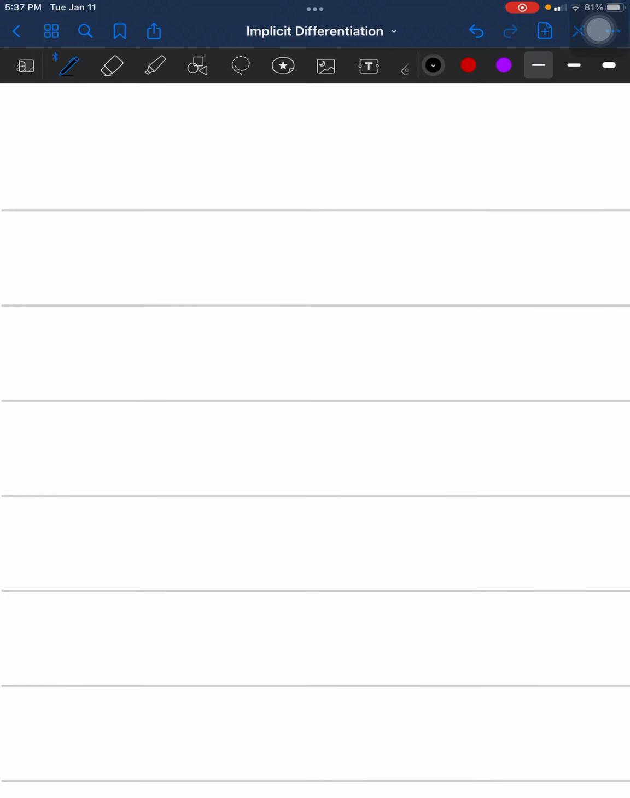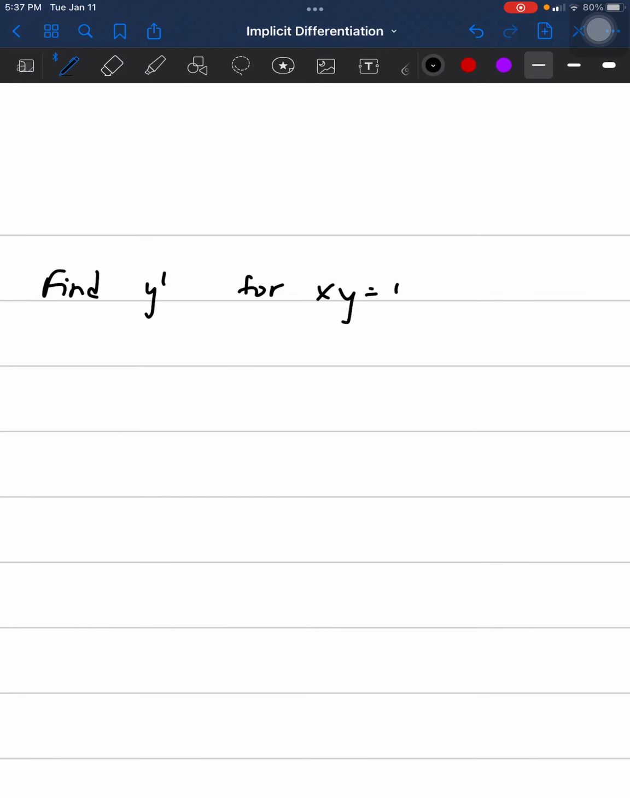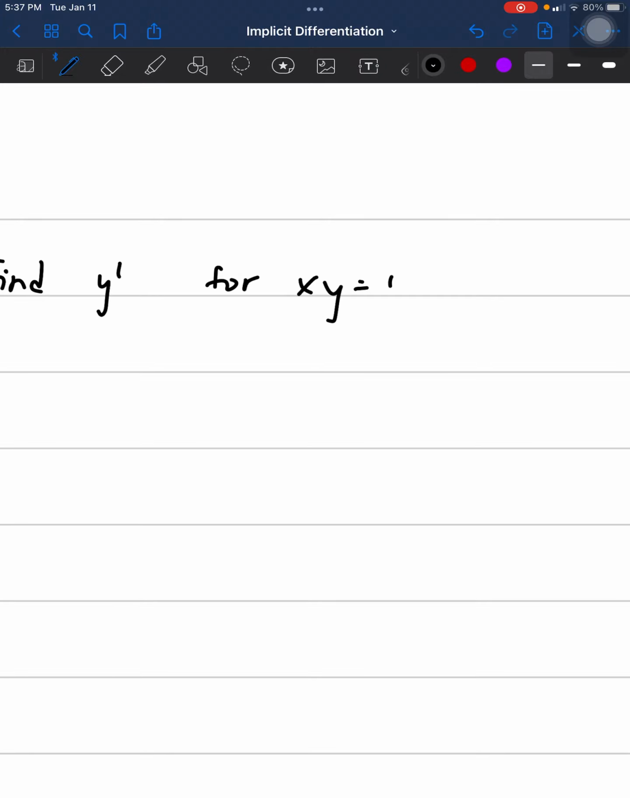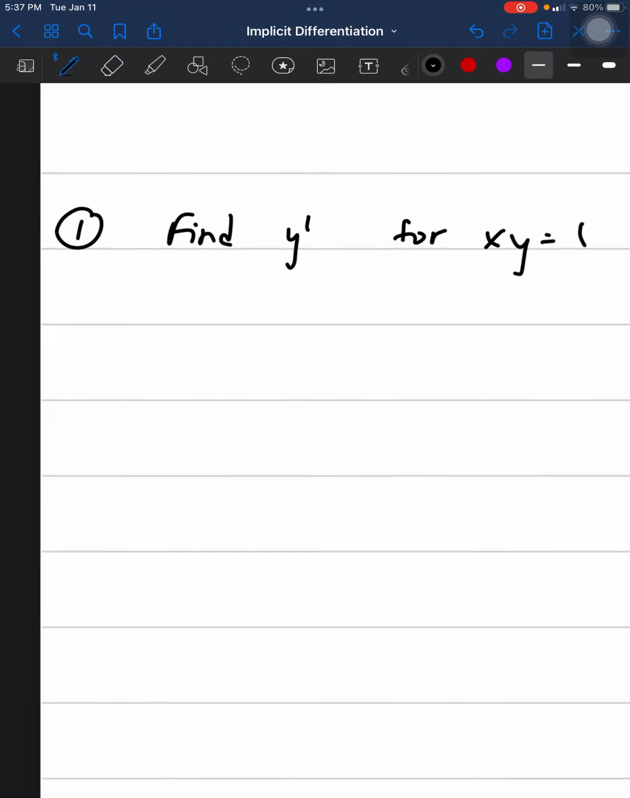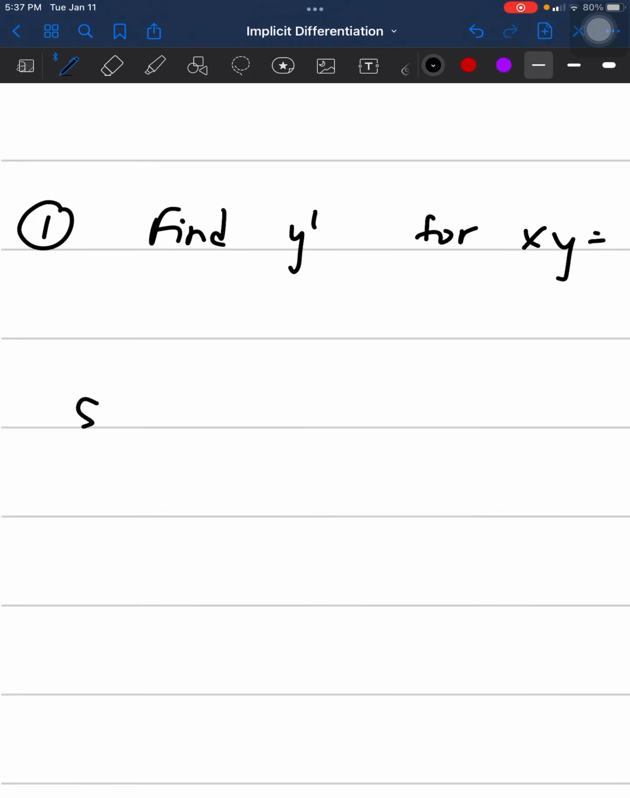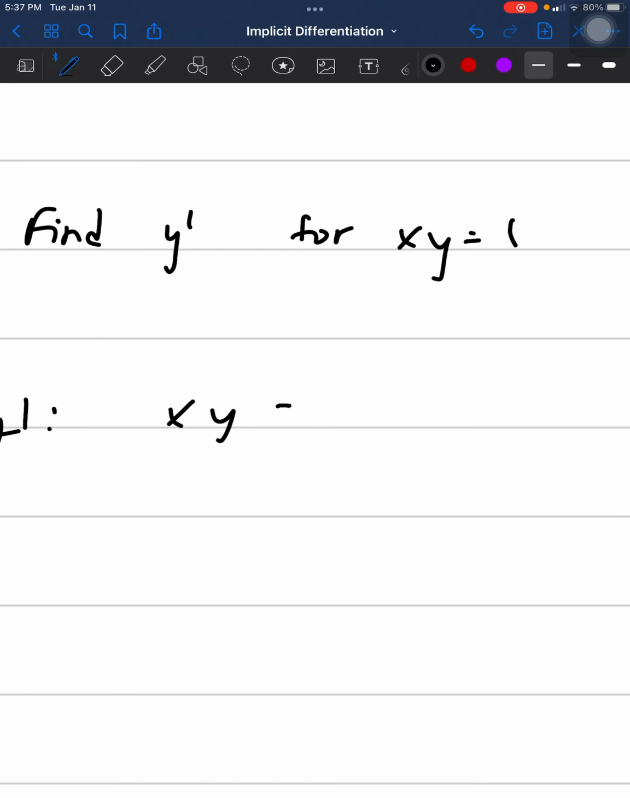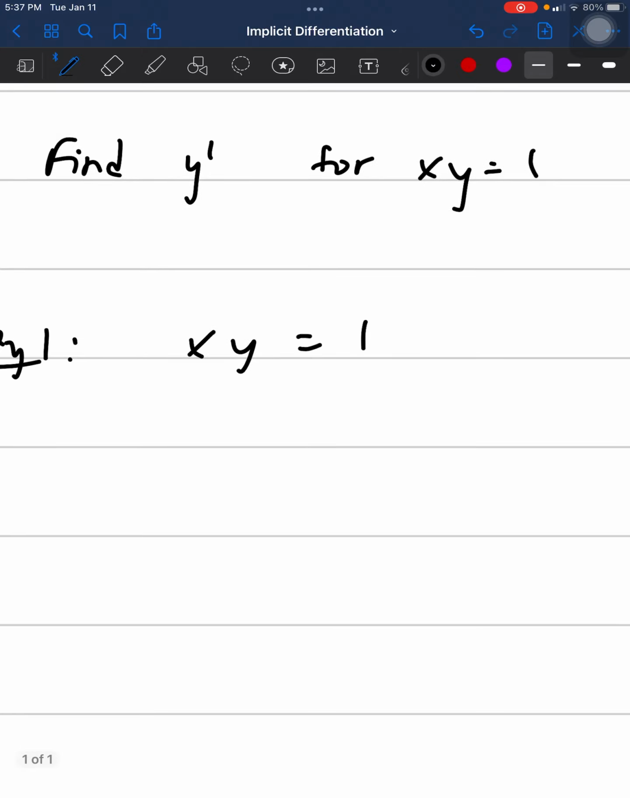So we're going to start with a problem. The problem is: find the derivative for xy is equal to 1. One of the ways to do this problem is to actually rearrange this equation. So let me actually write this. The way one of doing this problem is basically just solving for y.